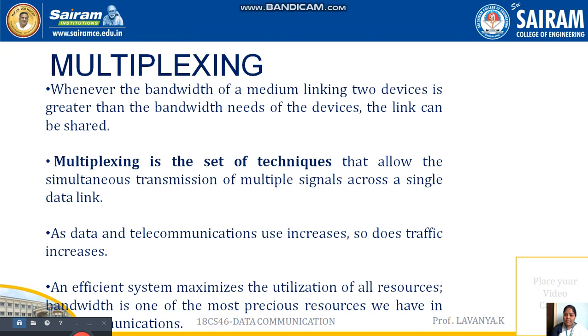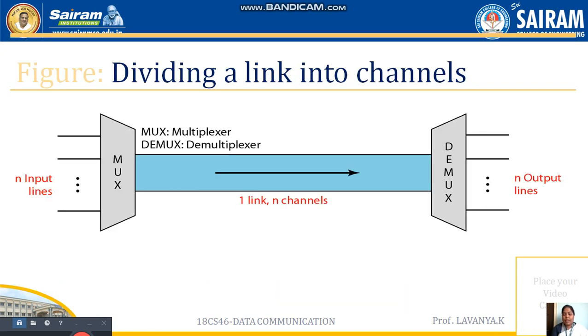Obviously we require more bandwidth. Suppose the bandwidth is very small, then I can't send the data in the given amount of time, and queuing occurs. So to overcome all these problems, we must use the bandwidth properly here. Bandwidth is one of the most precious resources in data communication.